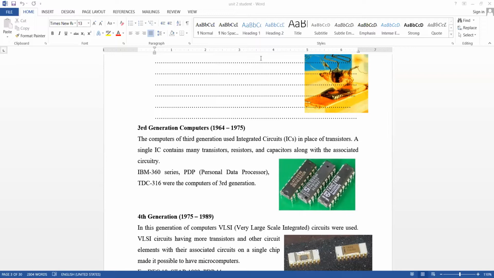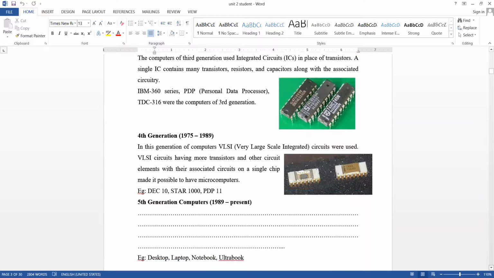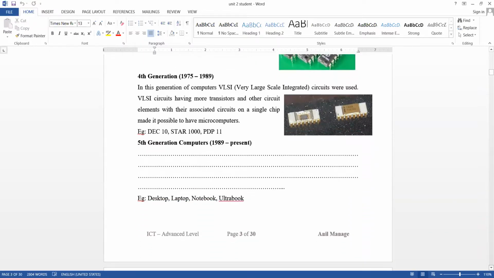So they are replacing now. Earlier we had the computers that were replaced by transistors. These transistors were again replaced by integrated circuits or ICs. There are some examples given: IBM 360 series, PDP (Personal Data Processor), TDC 316 were computers of the third generation. The word IC, integrated circuit, you have to memorize. That is the very important part in the third generation. That is the technology they use.